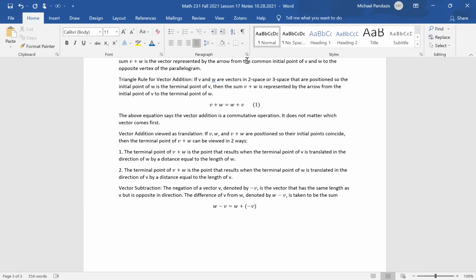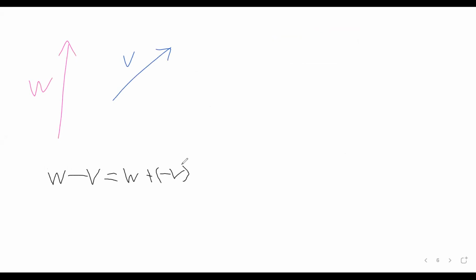Okay. So for instance, visually, if you have this pink vector W, and you have this blue vector V, then W minus V is equal to W plus negative V. And so we had four ways to define addition of vectors. And so W minus V is just adding the vectors W plus negative V. So any of the four ways works.